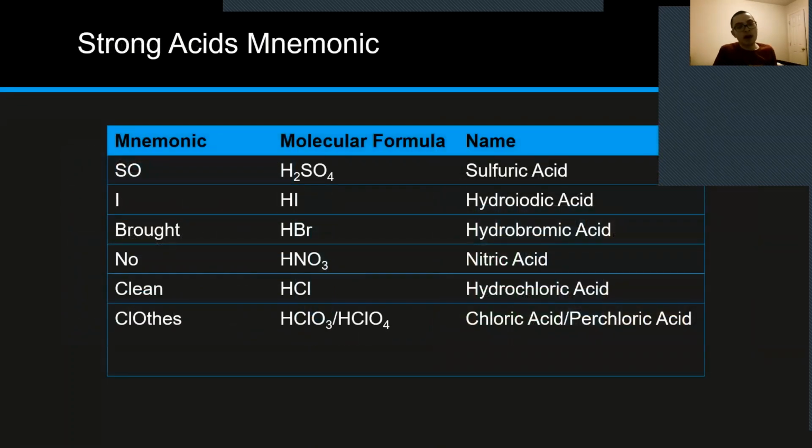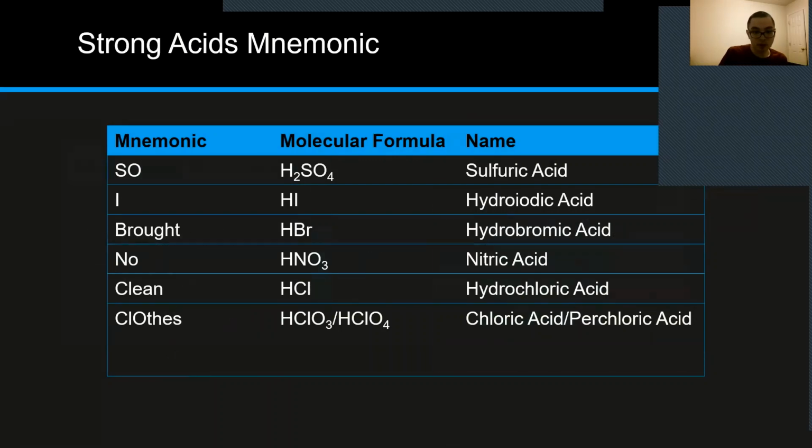All right. I generally just use the periodic table, but I looked online and found this mnemonic that I thought might be helpful for some people. This mnemonic is, "So I brought no clean clothes." Sorry, which halogen is easiest to get rid of protons?